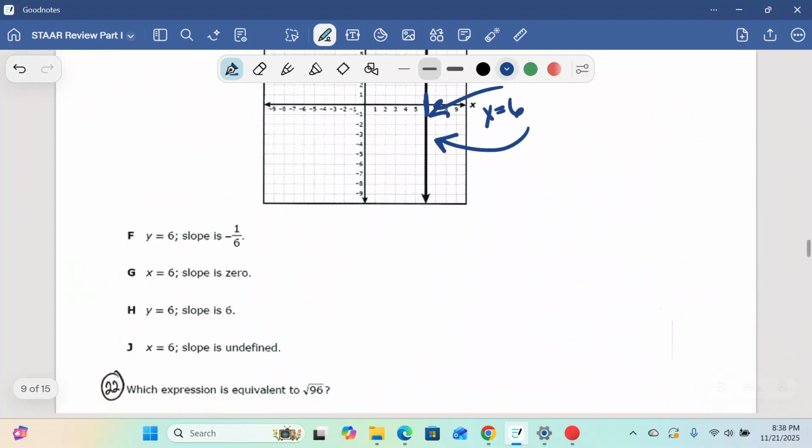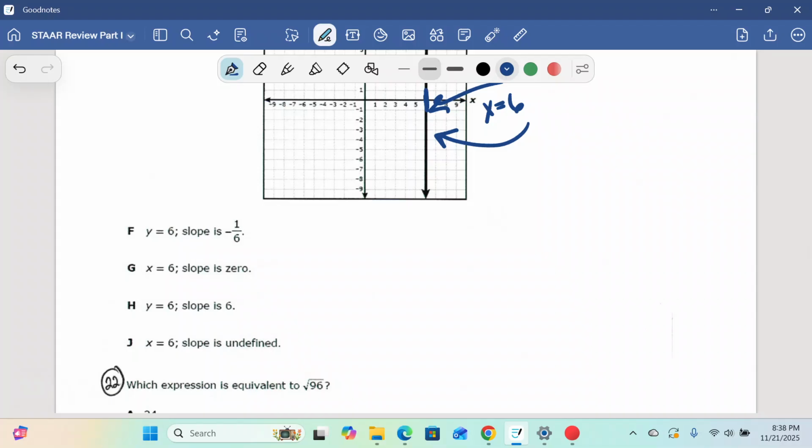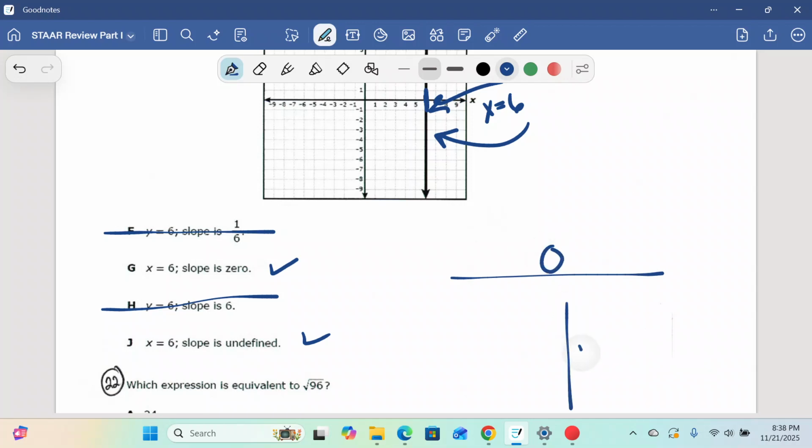And of course, even by knowing that, we would eliminate F and H. So it could be this one or this one going the other route. But again, we know this is not a zero slope. A zero slope is something like this. Anytime you have a vertical line, this is called an undefined slope. So the answer is x equals 6, and the slope is undefined. The answer choice is J.